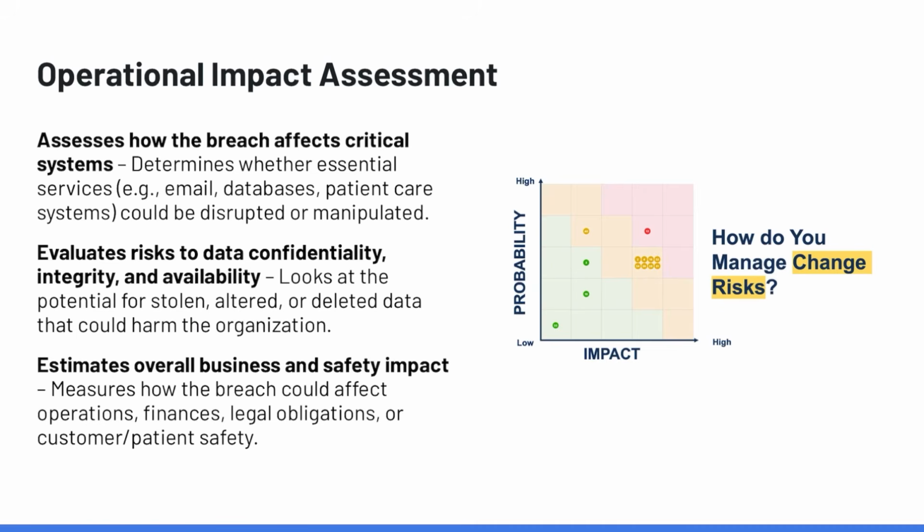This is basically a process where we're determining how the breach affects critical systems. So things like emails, databases, patient care systems that are directly involved in providing care to patients on a real-time basis. To what extent could these have been disrupted in a potential cyber attack? What are the risks to data confidentiality, integrity, and availability? So data confidentiality is whether that data could be kept secret, whether the identity of patients could be kept secret.